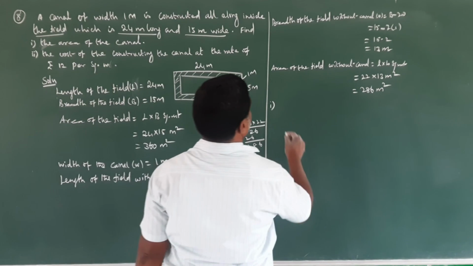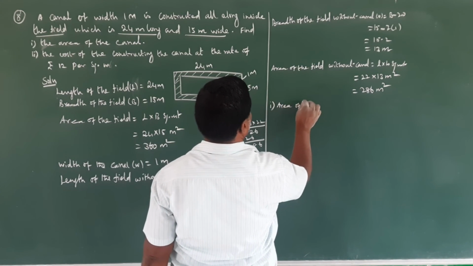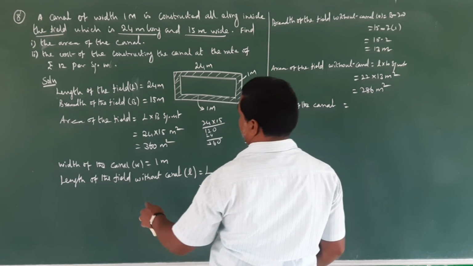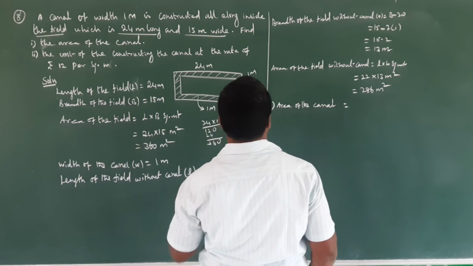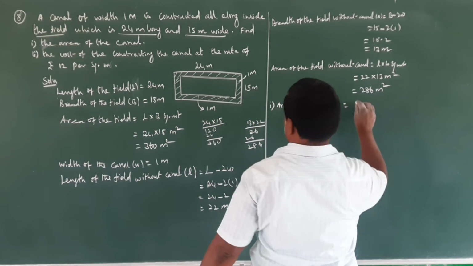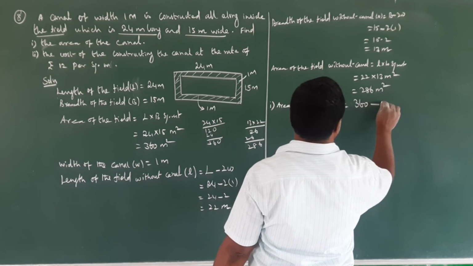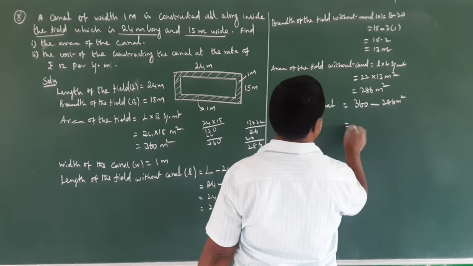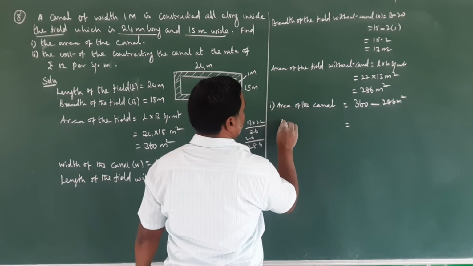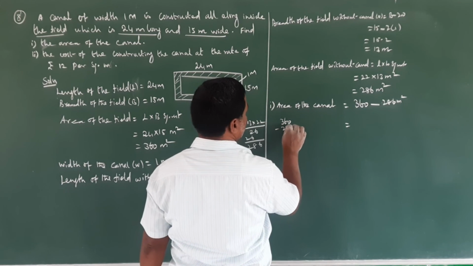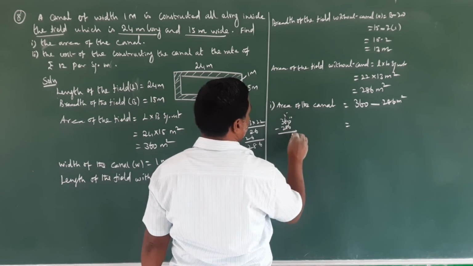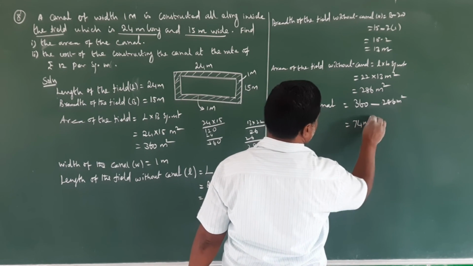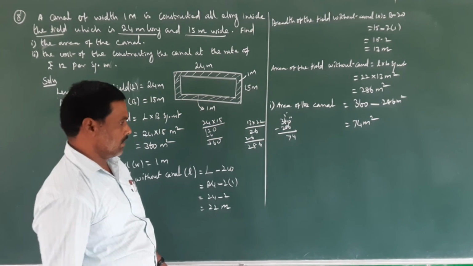Now the first question: area of the canal. Area of the canal equal to area of the field minus area of the field without canal, 360 minus 286 meter square. Now subtract 360 minus 286, which is 74 meter square.